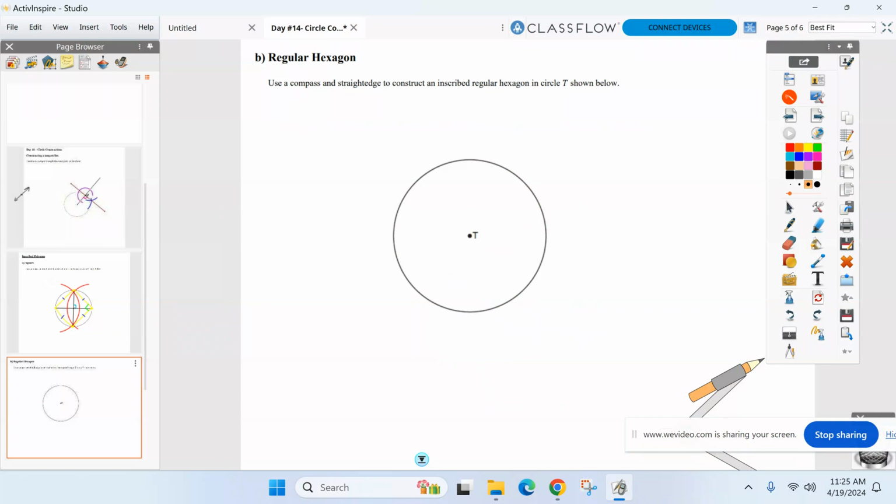Step number 1, draw a radius. Not an extended radius, just a radius in, please. Grab your straight edge, draw a radius in.